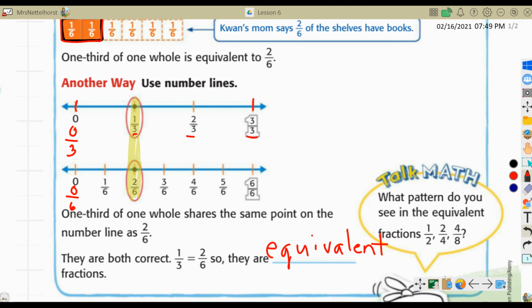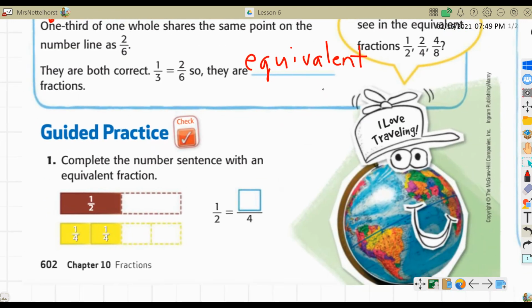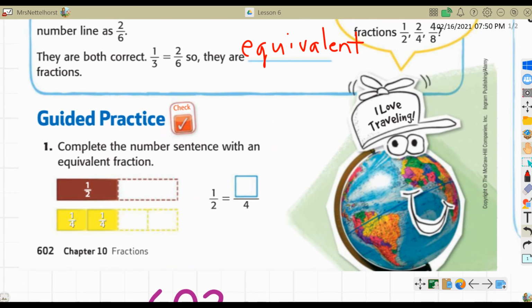Okay. Let's go down and do the guided practice. This is the part where you'll pause the video and write your answers. So you're going to complete, it's just one, that's all there is. So complete the number sentence with an equivalent fraction. So you have 1/2 equals how many fourths? So pause the video, write the numerator in the box, and then unpause the video.